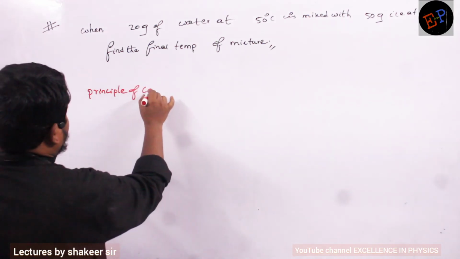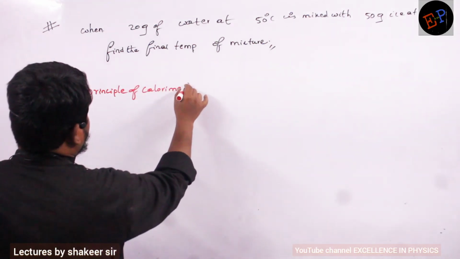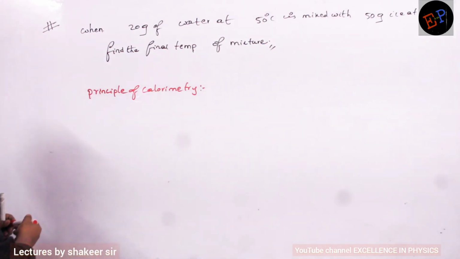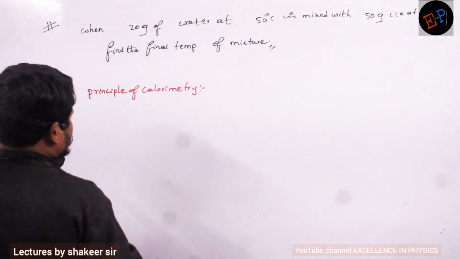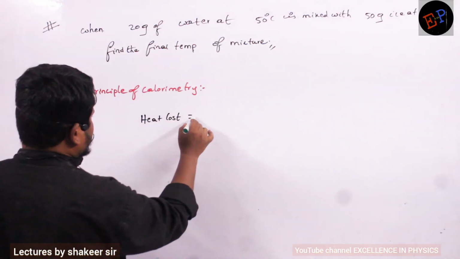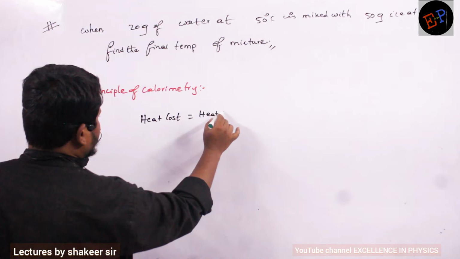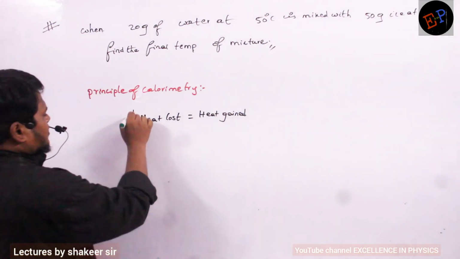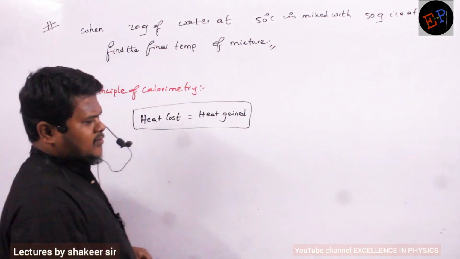Principle of calorimetry. Okay? The principle of calorimetry says that heat lost by a substance is equal to heat gained by another substance. This is called the principle of calorimetry.